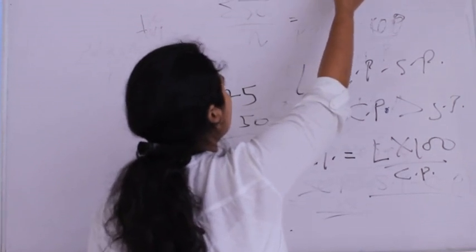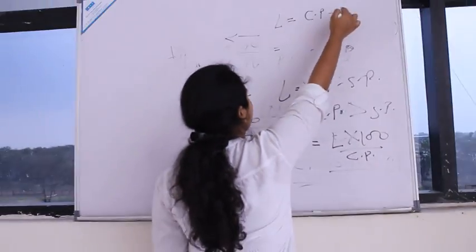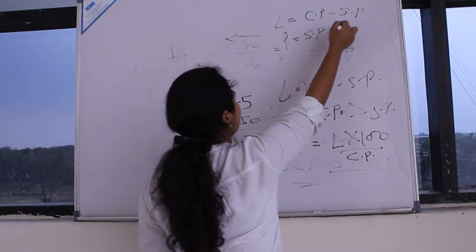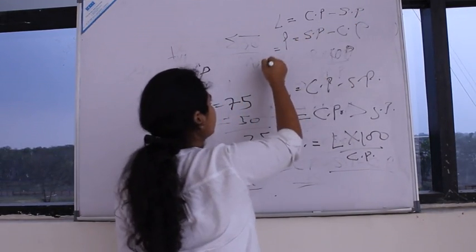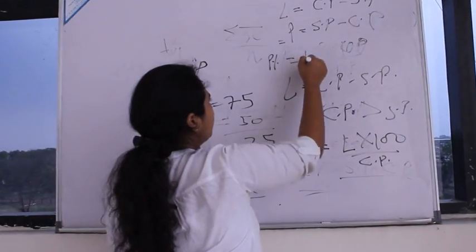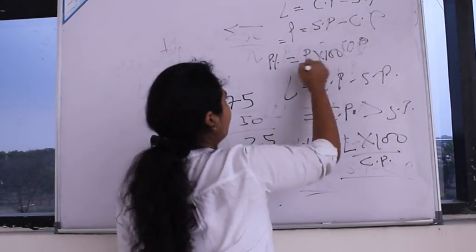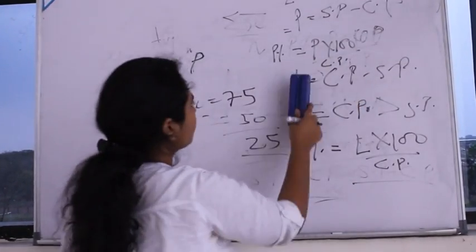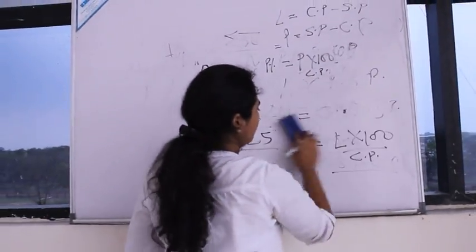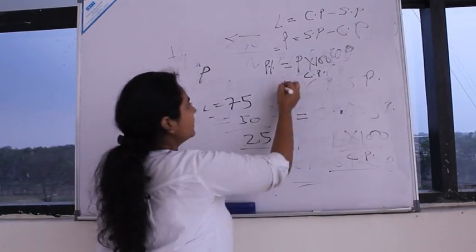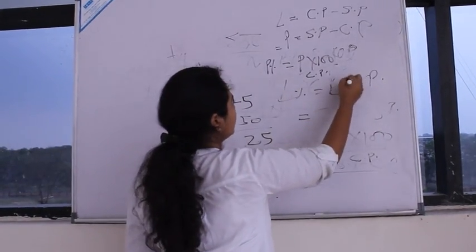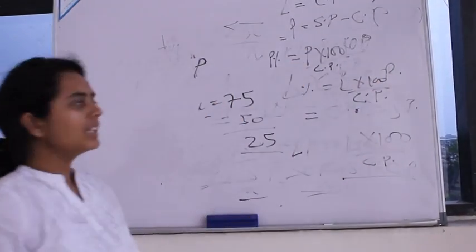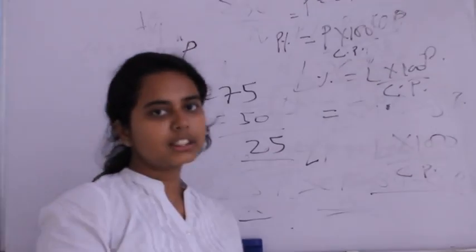Loss is equal to CP minus SP. Profit is equal to SP minus CP. Profit percent is equal to profit into 100 by CP. Loss percent will be loss into 100 by CP. These are the four basic formulas on which all kinds of questions can be formed.